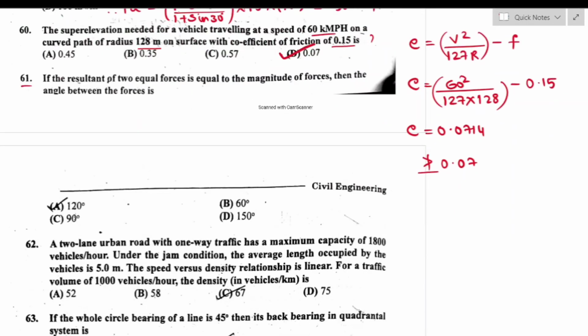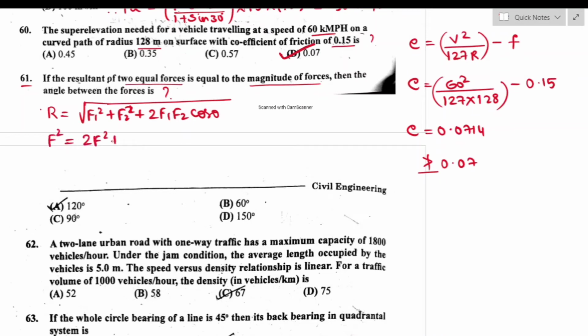Question number 61. If the resultant of two equal forces is equal to the magnitude of the forces, then the angle between the forces is equal to. We know that the resultant force is equal to the square root of F1 square plus F2 square plus 2 F1 F2 into cos theta. Since the resultant of force is equal to the magnitude of the forces, F square is equal to 2F square plus 2F square cos theta. So cos theta is equal to minus 1 by 2. Therefore, theta is equal to 120 degree. Option A is the right answer, 120 degree.